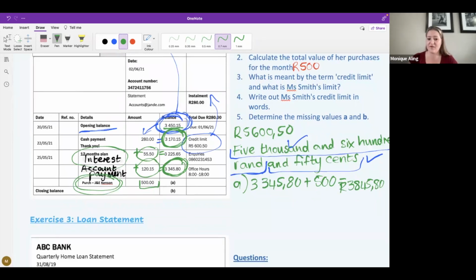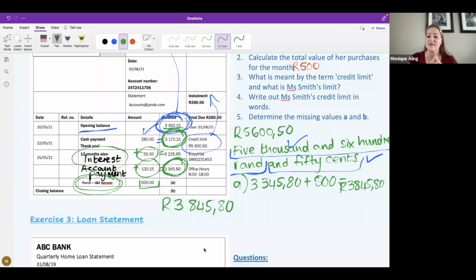Well done, Asanda and Siwa. And that also means B is going to be the same answer because nothing else happens after A. So B is the same as A. It is your closing balance. She now owes J&E 3,845.80. Yes. Okay, and every month she's slowly going to have to pay that off with monthly installments. Does that make sense? Yes. Okay, do we feel better about account statements?